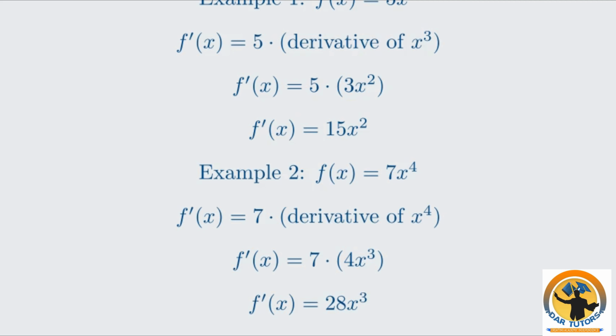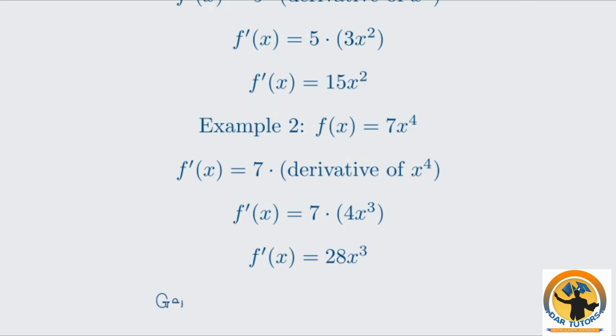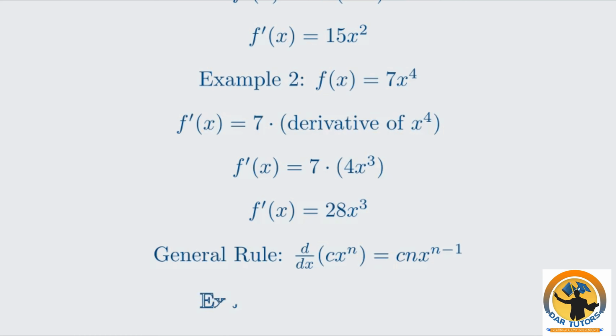It allows us to differentiate any term of the form c times x to the power of n. The general rule is the derivative of c times x to the power of n is c times n times x to the power of n minus 1. You multiply the existing coefficient by the power and then subtract 1 from the power.